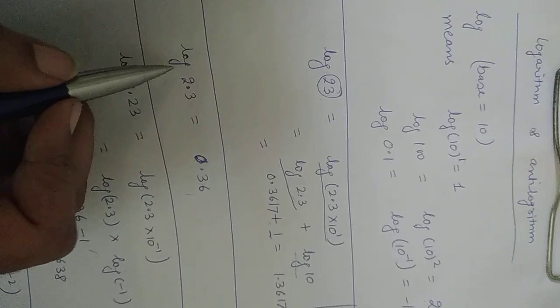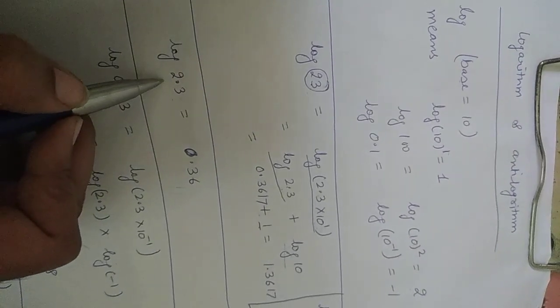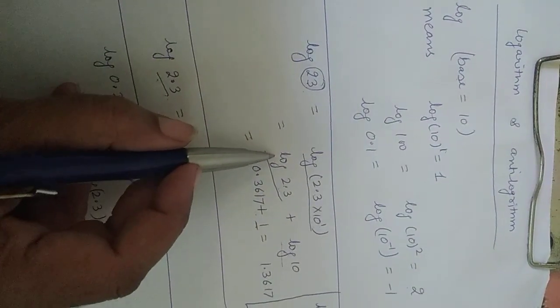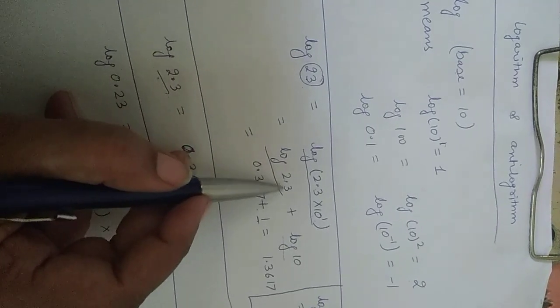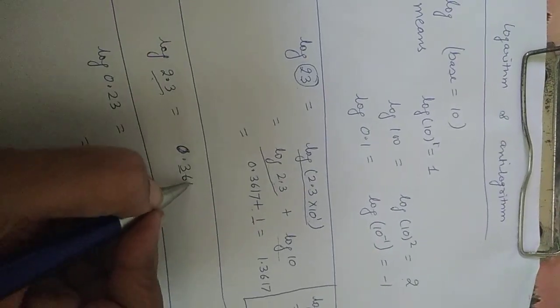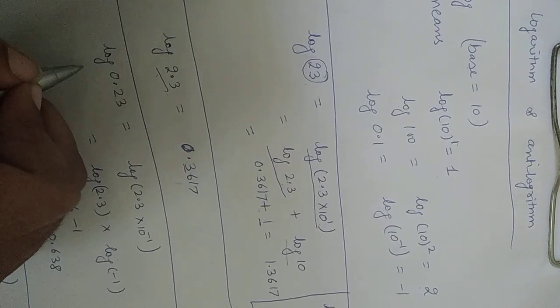Let's try one more. Let's say I want to find log of 2.3. Now 2.3 is already in scientific notation, right? So I will simply look at the table, and in the table the value for 23 is 3617. So I'll write 3617 and simply add a point in front. This is the value of log 2.3.